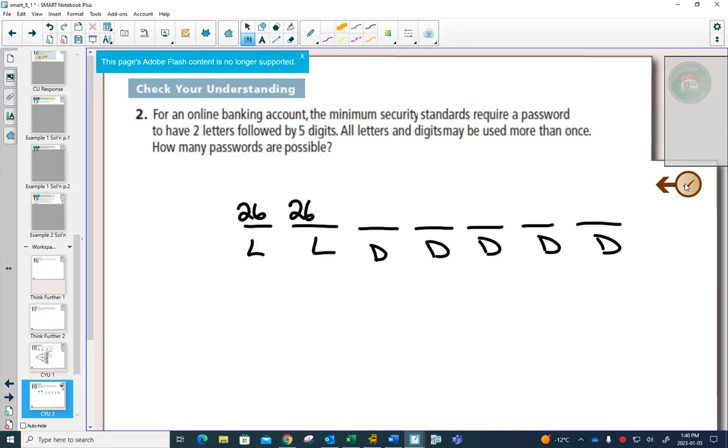Okay, anyways, we have 26 letters in the English language. So 26, 26, how many digits? 10, 0, and then 1 through 9. So this would be 10, 10, 10, 10, 10. All right, a little bit of mental math to start off with. What is 26 times 26 times 10 times 10 times 10 times 10?